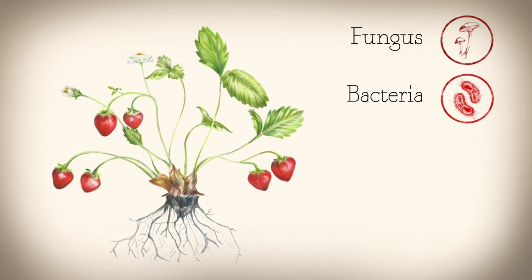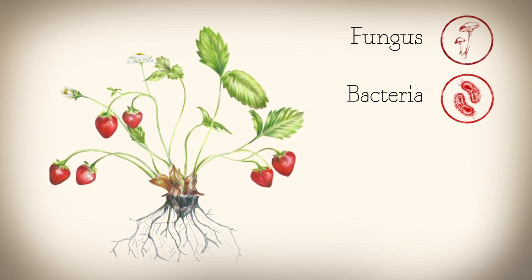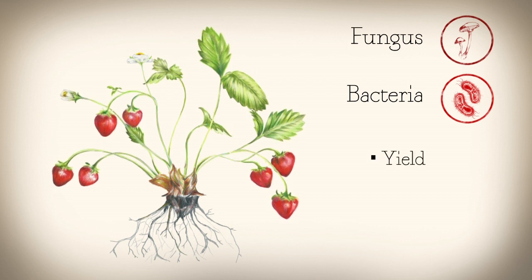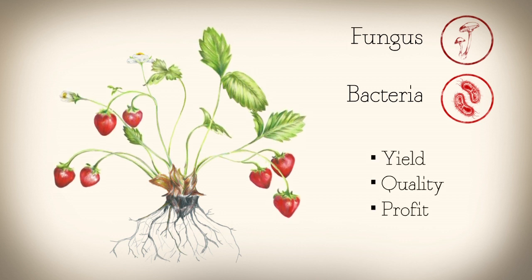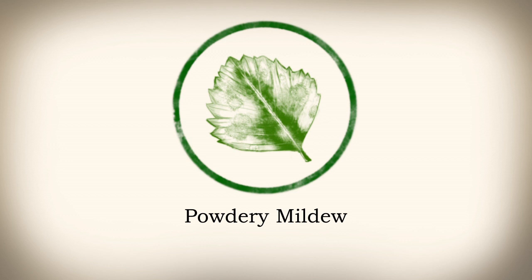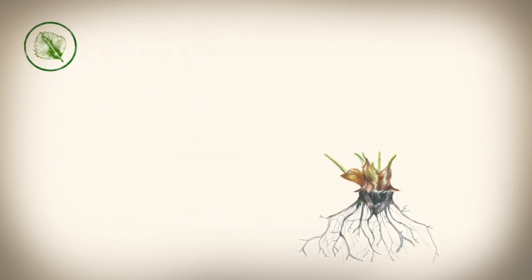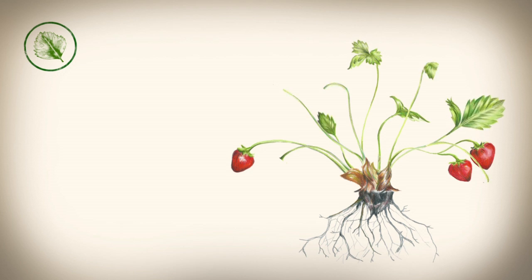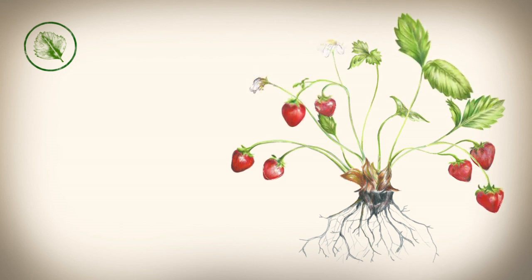Fungus and bacteria can present a huge problem for all crops. They affect almost every type of plant there is. They affect yield, quality and profit. A perfect example is powdery mildew. This is a fungus that thrives in cool and humid climates, between 20 to 30 degrees Celsius.